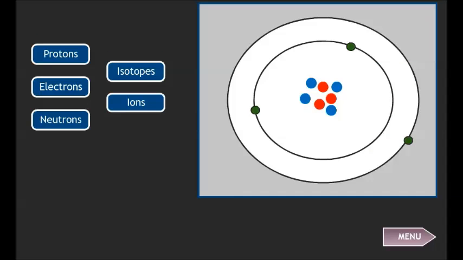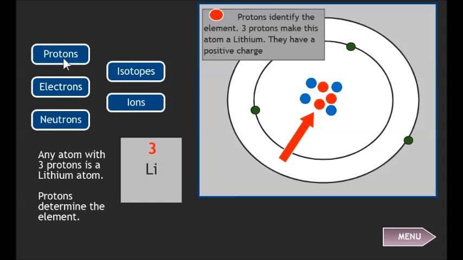Now we come to the different parts of the atom. Here we have an atom, and the first particle we should be aware of are the protons. The protons identify the element. So here, the red spheres are the protons. There are 3 of them. Looking at the periodic table, you see that lithium has the atomic number of 3. The atomic number tells us how many protons are in that element. Every atom in the universe with only 3 protons is a type of lithium.